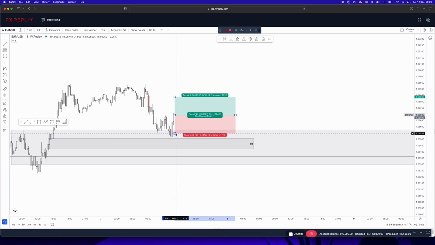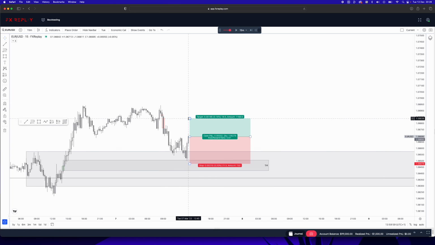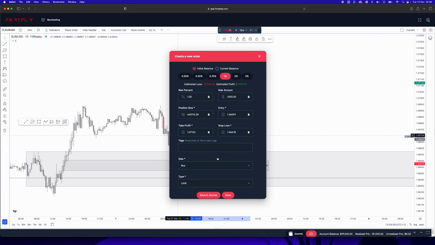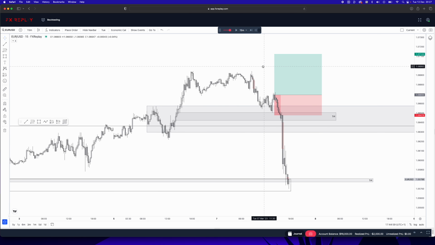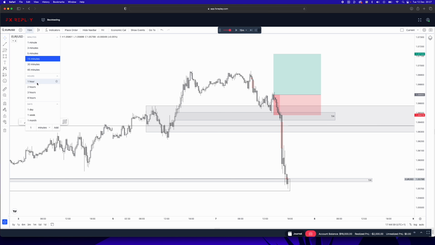Take the entry, stops underneath the low. We're targeting a 1 over 2 because that's mostly how we do. Price order, go. Okay, this is also an unfortunate loss. As you can see, we turned around completely right here.